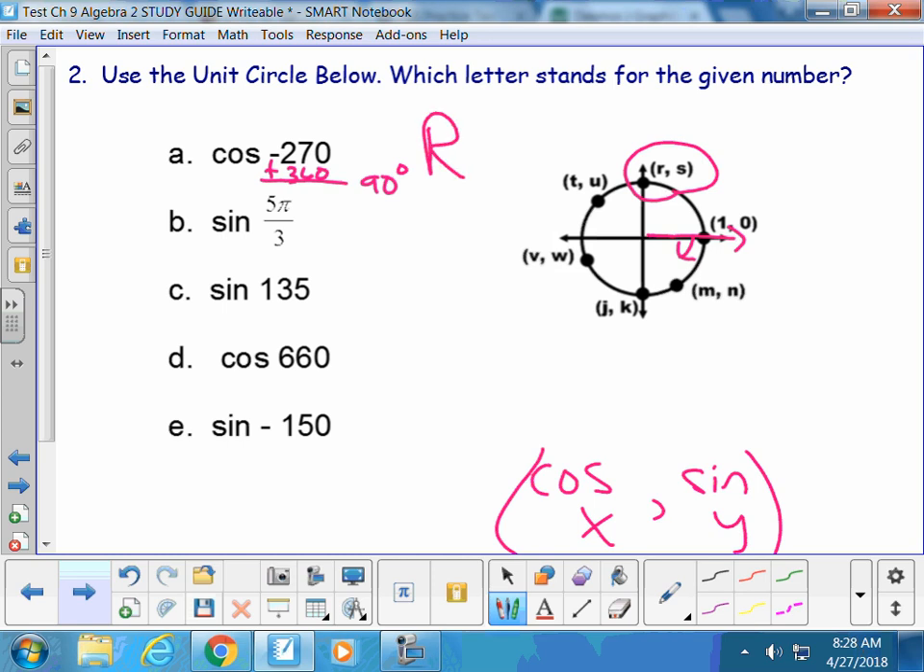All right, 5 pi over 3, if you look on your unit circle, you can discover it's at the same location as 300 degrees. 300 degrees is down there in quadrant 4. Since they're asking for a sine, we want the y value, or the second half of the coordinate. And that would be N.